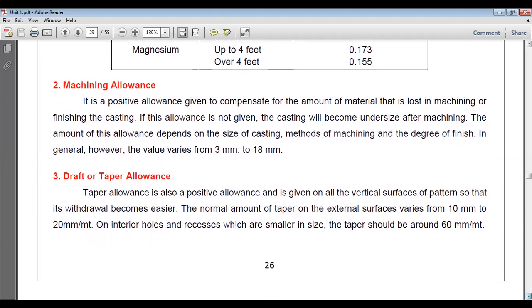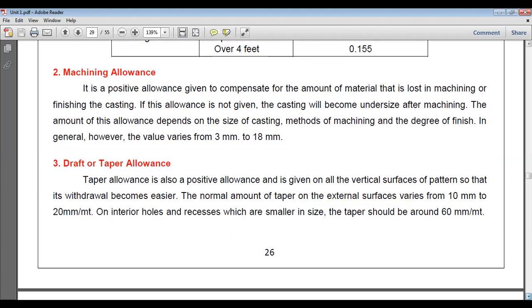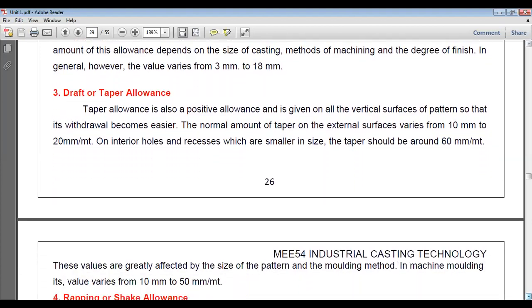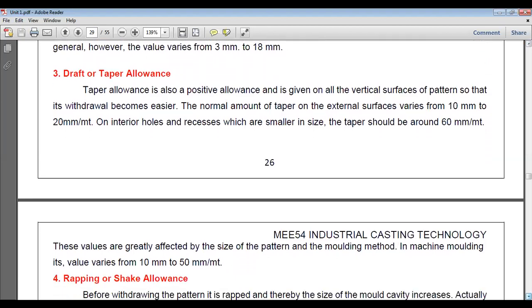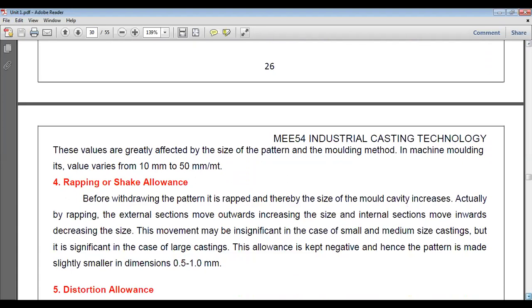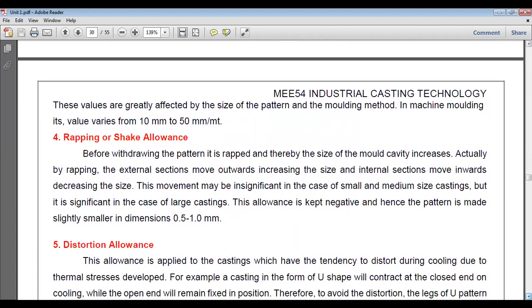Draft or taper allowance is 10 to 20 mm per meter. This is so simple, 10 to 20 mm per meter, because withdrawal of a straight, untapered pattern would be difficult and may distort the sides of the mold. This way the draft or taper allowance is given. Wrapping or shake allowance is normally 1 mm.